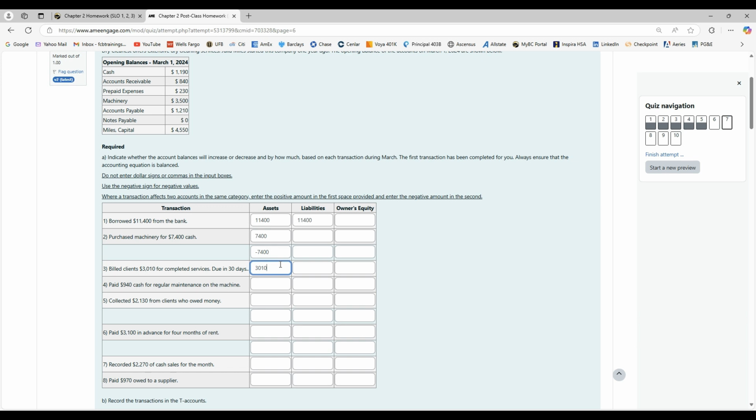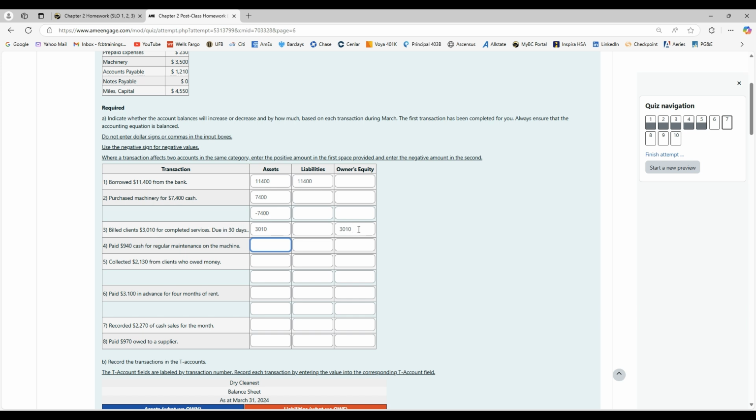Billed clients $3,010 for completed services. So we are recording it, booking in accounts receivable and revenue, not cash because we billed them, we hadn't received the cash yet, right? But still an asset, accounts receivable. Okay, we paid $940 for maintenance, and so maintenance expense will reduce owner's equity and cash being reduced for the payment. Collected $2,130, so cash will go up by that amount. Accounts receivable will go down by that amount. We prepaid rent, so our cash will decrease by $3,100, and our prepaid expense asset will increase by $3,100.